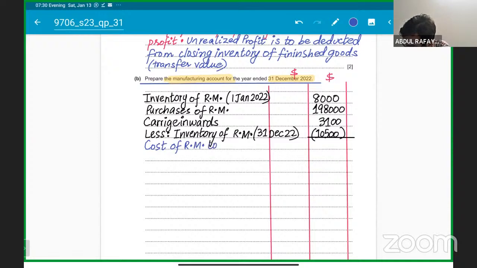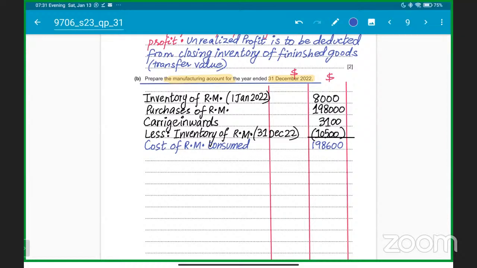So we got the cost of raw materials consumed. Everyone getting it clear? So it will be 8,000 plus 198,000, plus 3,100 minus 10,500. It will be 198,600, okay? Everyone getting it? 198,600 is the cost of raw materials consumed. And clear, getting it clear? Following? Hello? Cost of raw materials consumed, we got that.